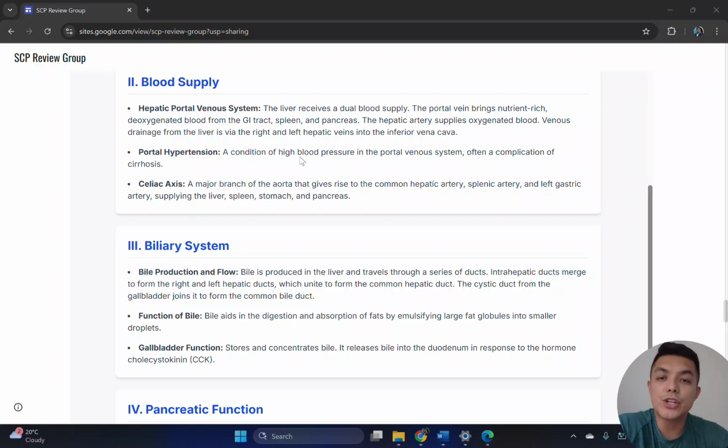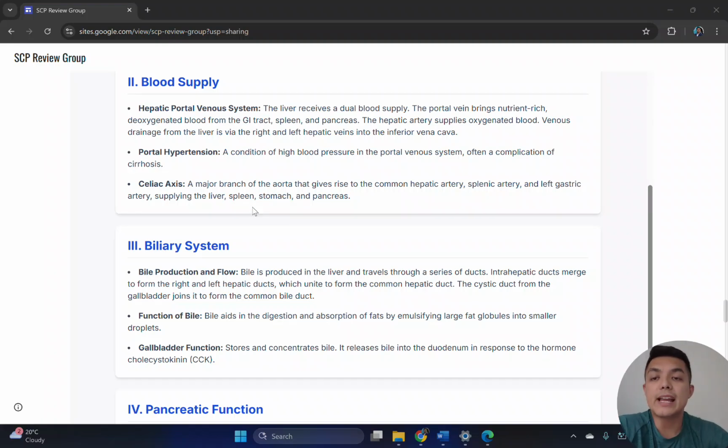And let's talk about portal hypertension. Now, this is a condition of high blood pressure in the portal venous system. That's the name, portal hypertension. And this is often a complication of cirrhosis. And this is when really you can see the liver damage when you see it inside a laparoscope.